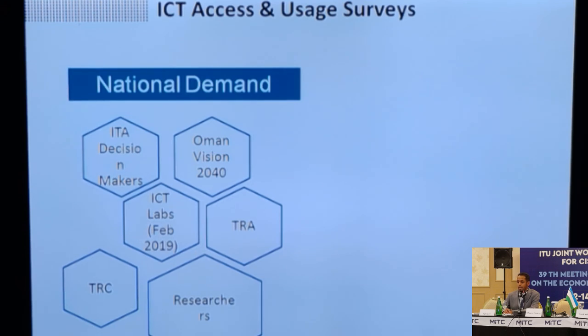the Research Council, requests such indicators for international reports like the Global Innovation Report. Also, researchers in Oman, like students at higher education institutions, ask from time to time for such indicators and statistics in order to do work related to ICT and e-government.